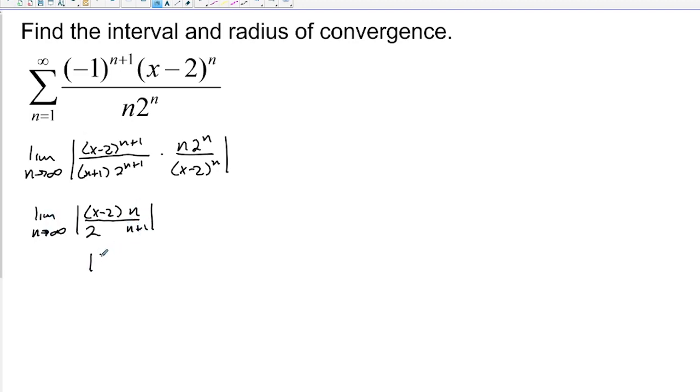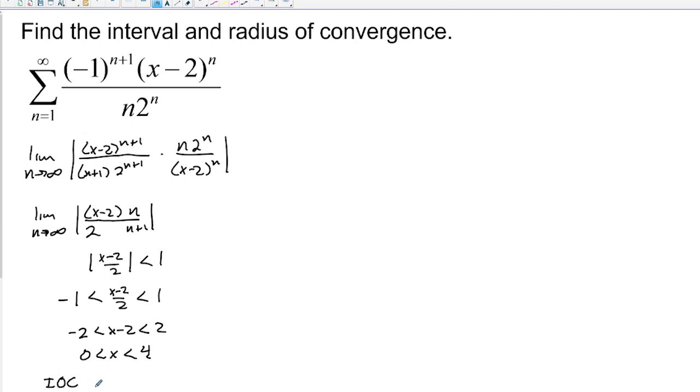Now the limit as n approaches infinity is 1. We have the absolute value of (x minus 2) over 2 has to be less than 1. So negative 1 is less than (x minus 2) over 2 less than 1. We'll multiply by 2: negative 2 is less than x minus 2 less than 2. And then add 2: 0 less than x less than 4. The interval of convergence, well, right now it's from 0 to 4, but let's check the endpoints.